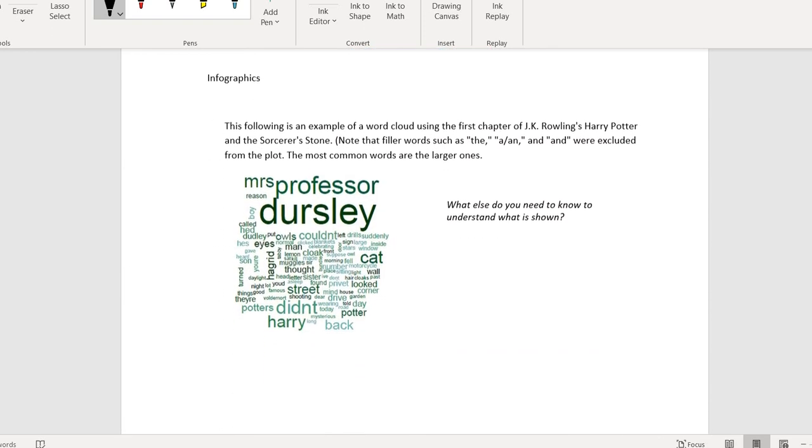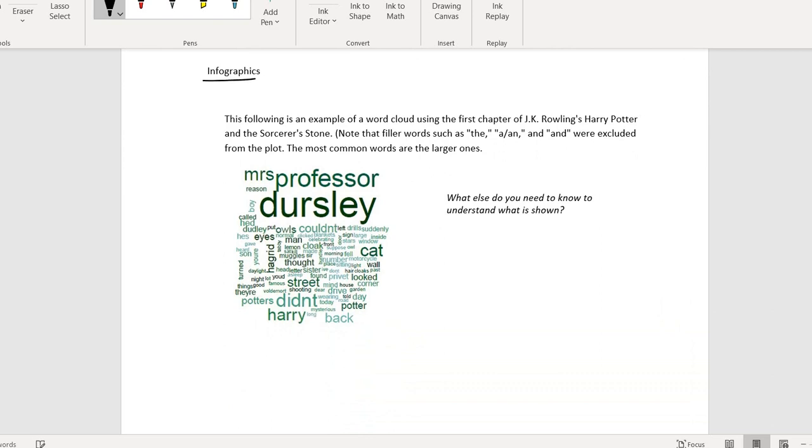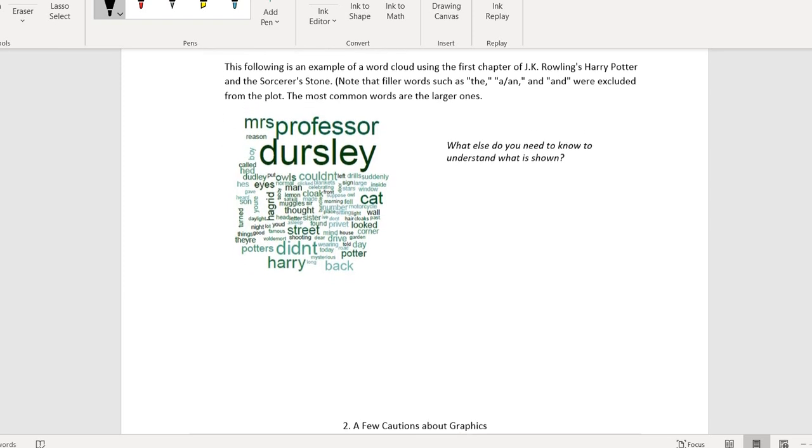Okay. I love infographics. These are also called word maps. And you can make these on StatCrunch if you go under graphs. So what they do is that they look at all the words from a certain piece of text, and they leave out filler words like the, a, and, things like that. And then they show you, using size, the ones that are the largest.